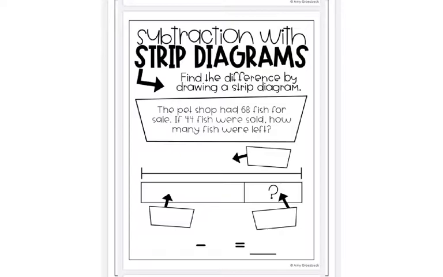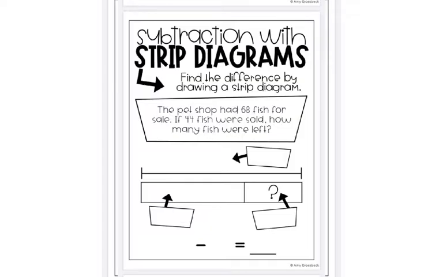Next, let's talk about using strip diagrams to represent subtraction. So let's read our word problem. The pet shop had 68 fish for sale. If 44 fish were sold, how many fish were left? So whenever we're looking at a subtraction strip diagram, we actually are given the total, the top number.